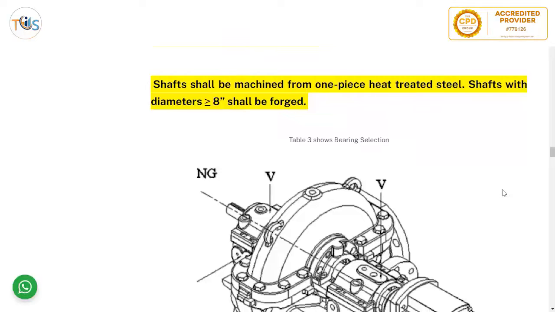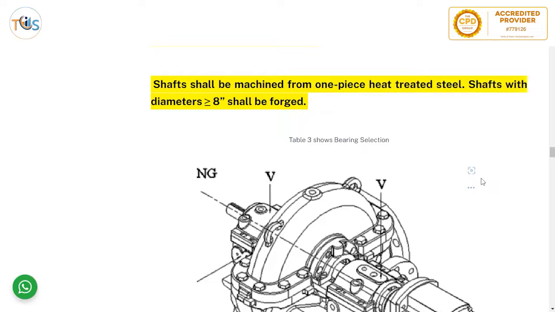Shafts shall be machined from one-piece heat-treated steel. Shafts with a diameter over 8 inch shall be forged. This could be a potential exam question. First, the shaft should be one piece, because a two-piece shaft is subject to constant moving of the part and the fatigue involved.